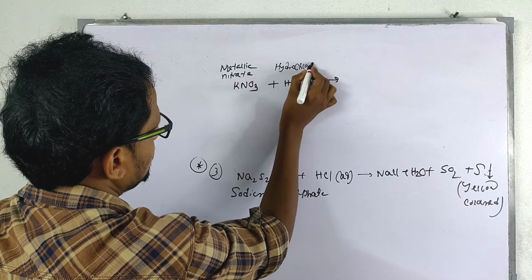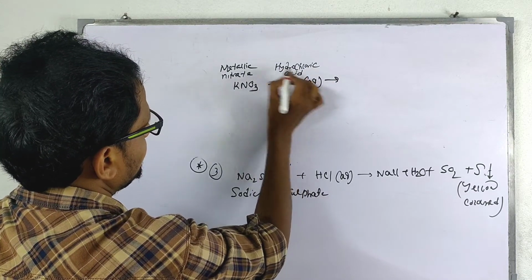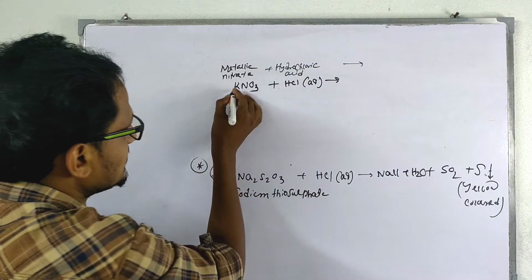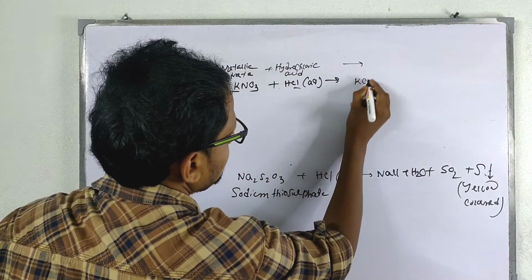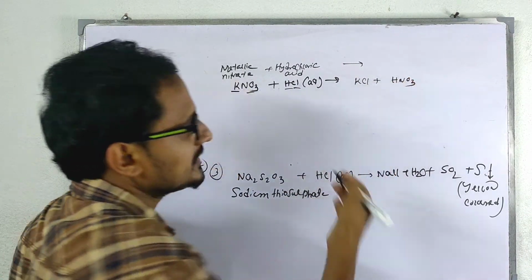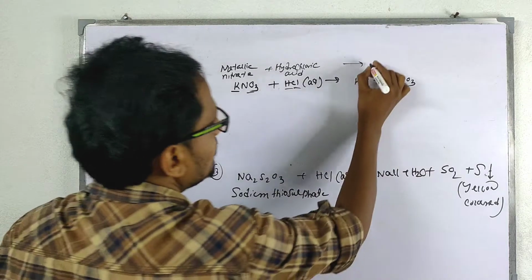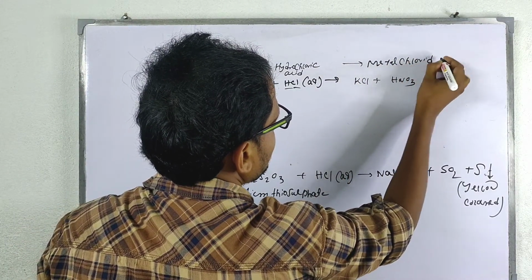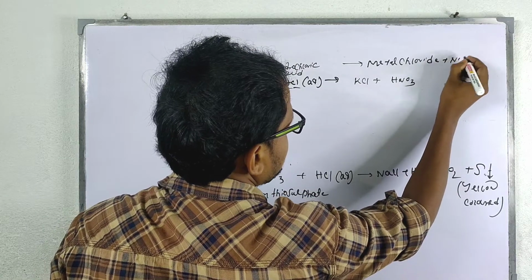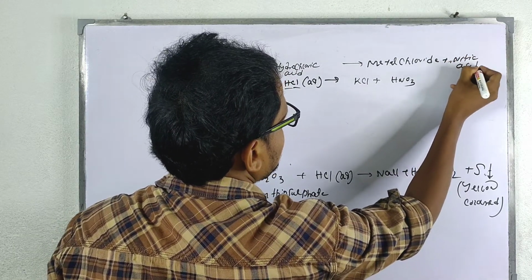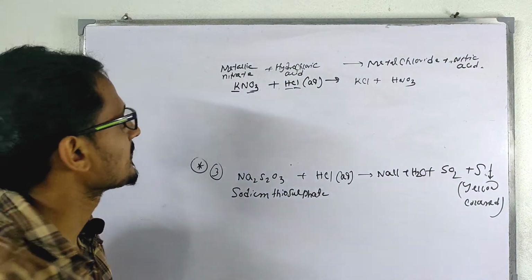What will it form? It will form a metal chloride, that means KCl, with HNO3. Very simple. Nitric acid will form, so it will form a metal chloride with nitric acid. Clear, all of you?